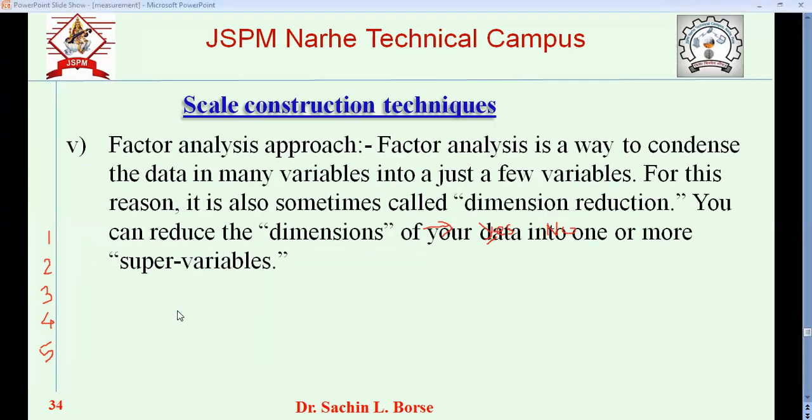Now next is factor analysis. So in factor analysis, what we try to do is, suppose there are many parameters, and we want to reduce the number of parameters. That is called factor analysis, or it is also called dimension reduction. Okay.